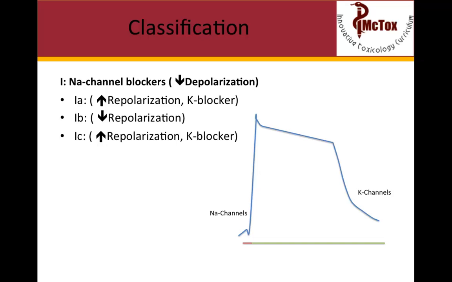However, the bottom line is that any overdose of a Class 1 anti-dysrhythmic will suppress cardiac contractility, interrupt conduction, and affect automaticity.